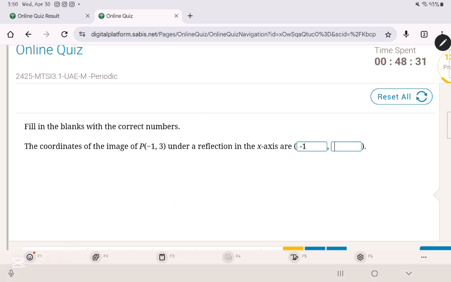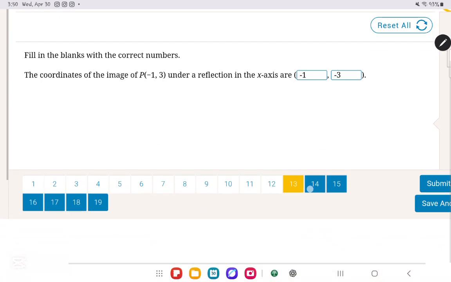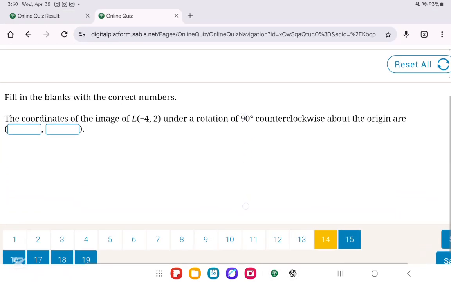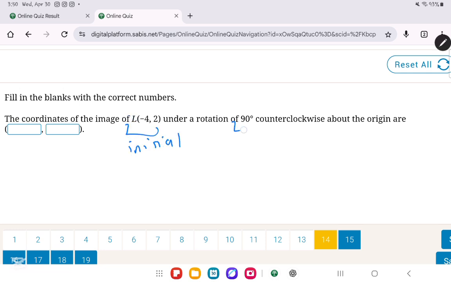Now finally, we move on to question number 14. Here they said the coordinates of this image under a rotation 90 degrees clockwise about the origin. Here they did not say pre-image point, about a point, whatever. It's very straightforward. You have the original or initial under a rotation of 90 degrees, sorry, counterclockwise, which is like this, about the origin, so point 0, 0.